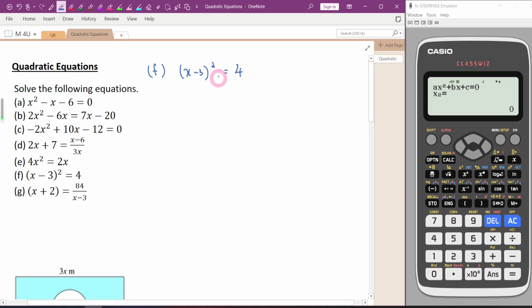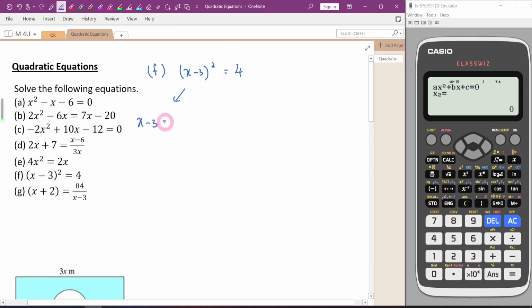Now let's look at this one. So we have two ways to solve this, two methods to solve this quadratic equation. You don't have to write it in general form. You're still able to solve it. So first method, let me show you here. I don't want square, right? I want to get rid of the square, therefore I need to square root both sides.